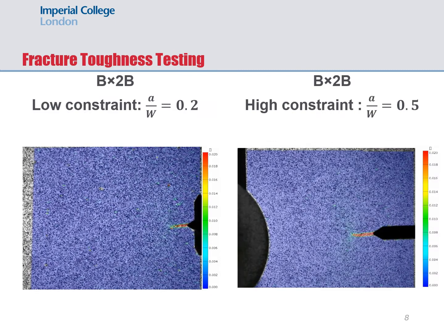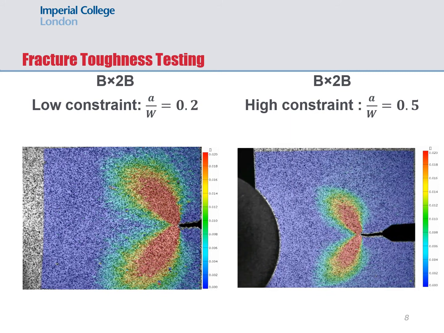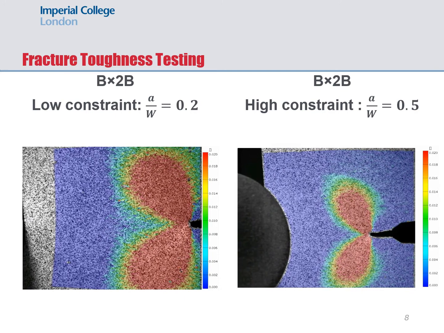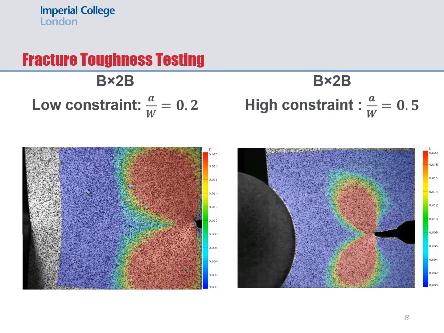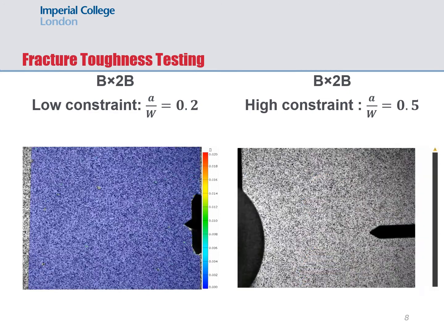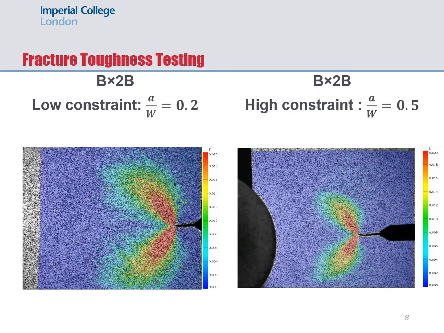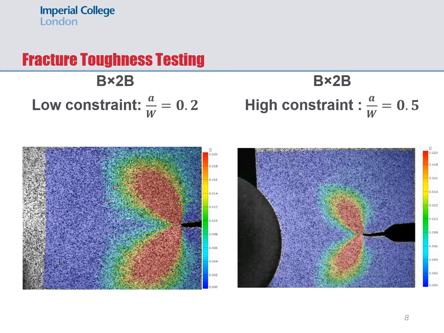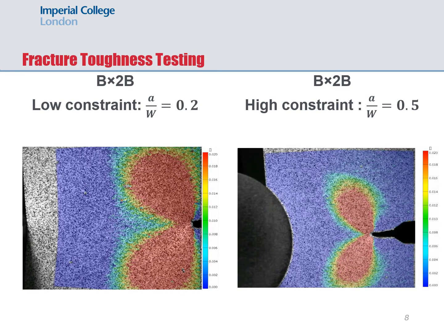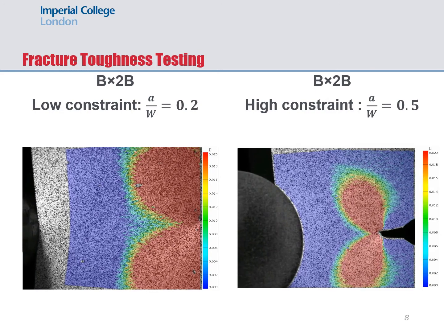These videos show strain perpendicular to the notch for a low in-plane constraint condition and a high in-plane constraint condition. The measurements were made during room temperature fracture toughness testing on standard B by 2B size specimens using digital image correlation. So the only difference in these 2 specimens is the in-plane constraint. Now, it's interesting to note that initially the strain profiles are similar for both conditions, but as the test continues, the low constraint sample absorbs more strain over a much wider area compared to that of the highly constrained sample.